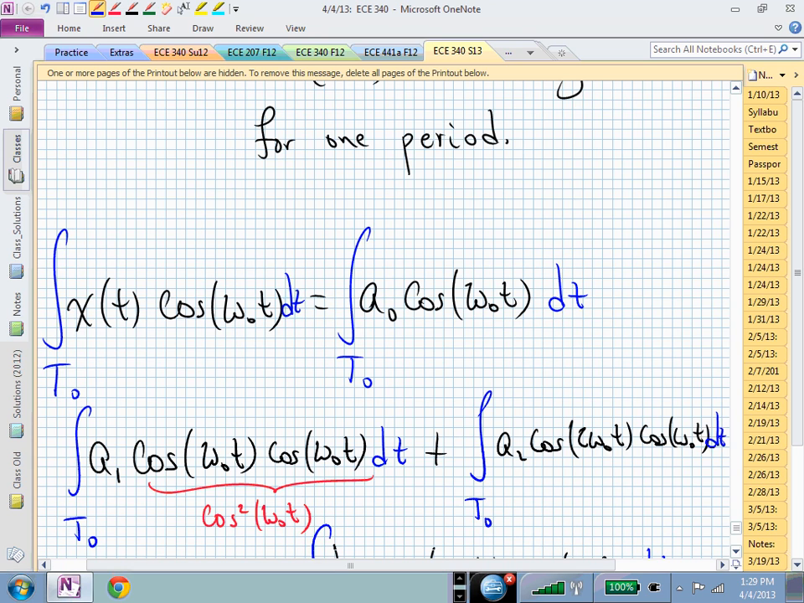Now, what happens with this first term on the right? What happens to this first term on the right? What's a naught? That's a constant, isn't it? So I can pull that out of the integral. And now what am I doing? You're integrating cosine over one period, and what did we just say that was going to do? That's going to go away. This piece is gone, isn't it?